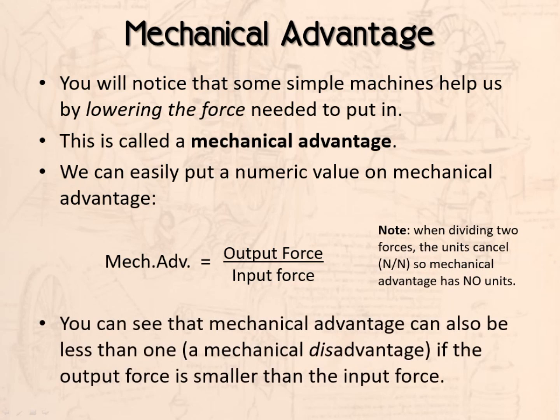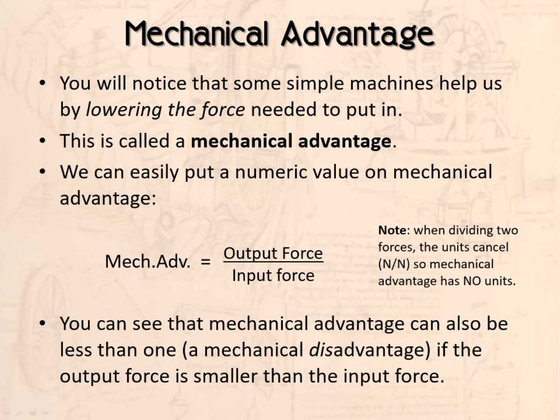Notice that it's a force divided by a force, and what that means is, unlike many other quantities in physics, mechanical advantage has no unit. Force is measured in newtons, so we have newtons on the top, newtons on the bottom, and those units cancel each other out. So we end up with a dimensionless quantity, mechanical advantage having no units.